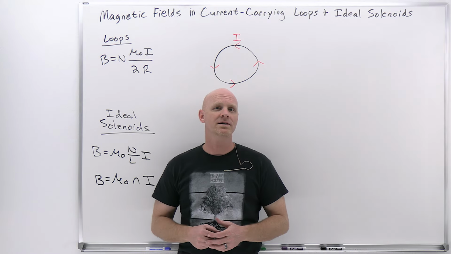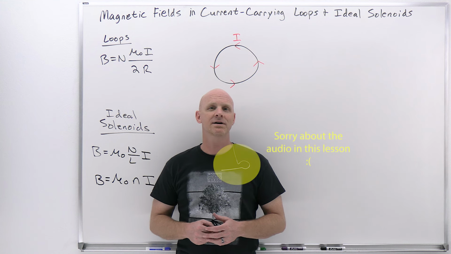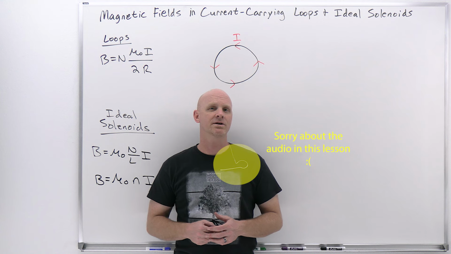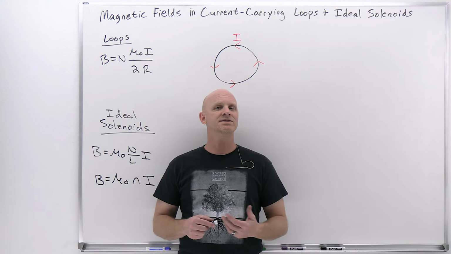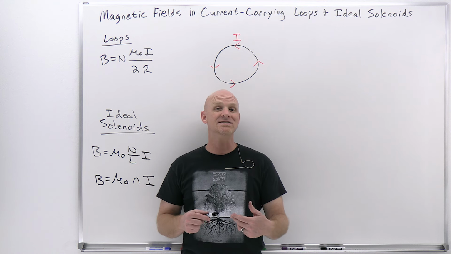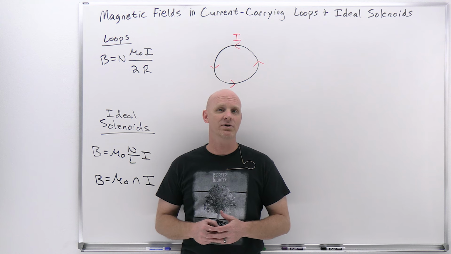Magnetic fields in current-carrying loops and in ideal solenoids is going to be the topic of this lesson in my new general physics playlist, which when complete will cover a full year of university algebra-based physics. Now, in this lesson, we're specifically going to talk about the strength of the magnetic field at the very center of a current-carrying loop and right through the center of an ideal solenoid.